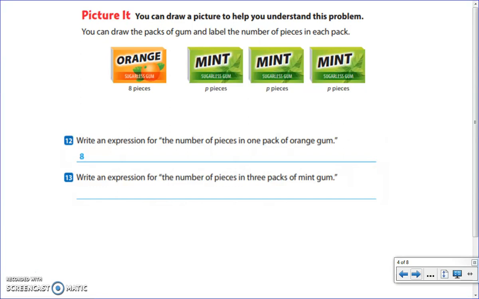Number 13 says write an expression for the number of pieces in 3 packs of mint gum. So this can be done a couple of different ways.